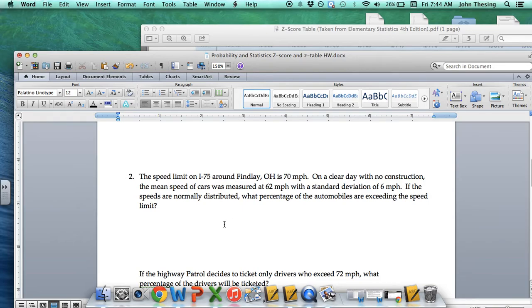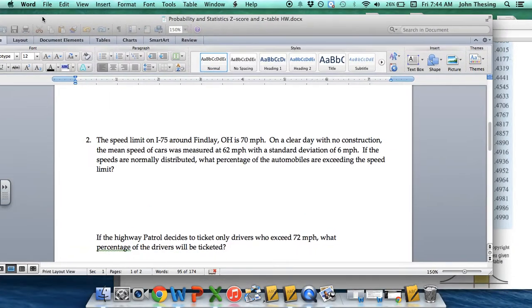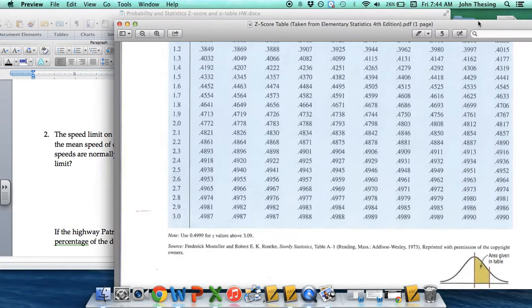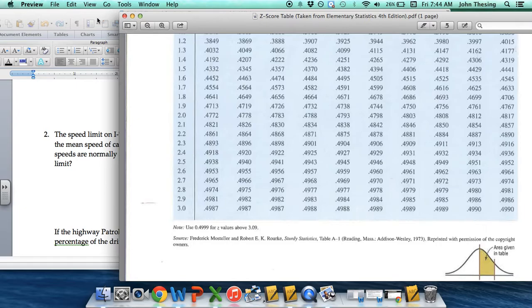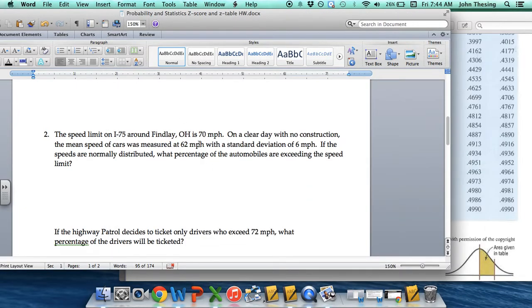Okay, so really you have to ask yourself, let's look at our normal distribution drawing here. We've got the mean is 62, right in the middle. To be speeding, you have to be going more than 70. So 70 is going to be floating somewhere over here. Let's just say that we draw our 70 right here. The question is, how many standard deviations away are you? So you need to find your z-score first.